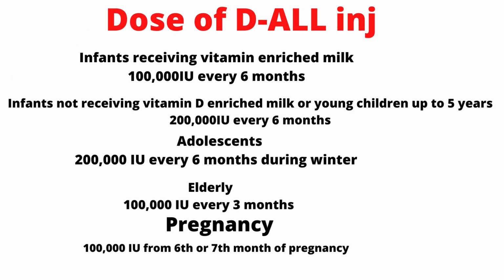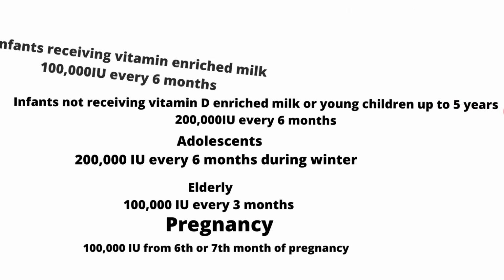Dose of DL injection in infants receiving vitamin D enriched milk is 1 lakh international units every 6 months, and in infants not receiving vitamin D enriched milk or young children up to 5 years, use 2 lakh international units every 6 months. In adolescents, 2 lakh international units every 6 months during winter. And in elderly patients, 1 lakh international units every 3 months. While in pregnancy, 1 lakh international units from the 6th or 7th month of pregnancy.